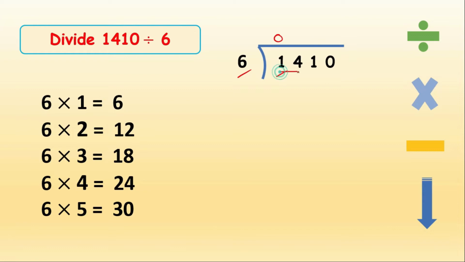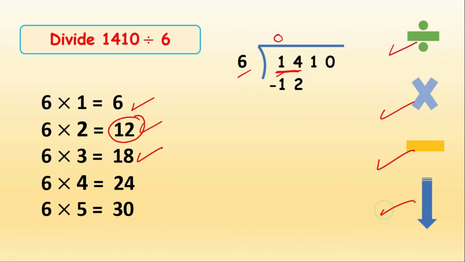Okay? Now divide 14 by 6. Can you divide 14 by 6? Let's look at the products. Search for 14 in the products. 6, 12, 18. Can you find 14? No. So you have to write the number just smaller than 14. What is it? 12. Okay, so write 12 and then try to use the division, multiplication, minus, and drop.